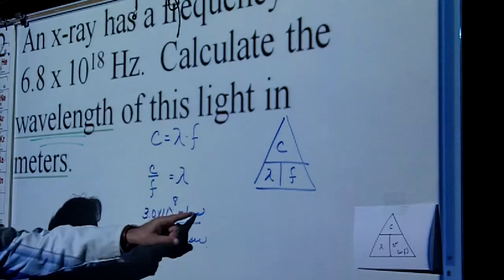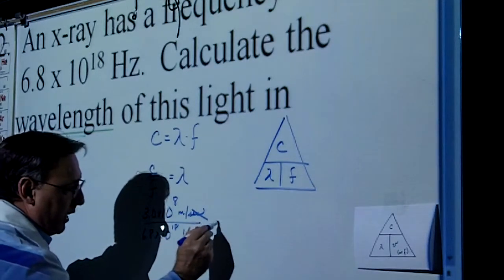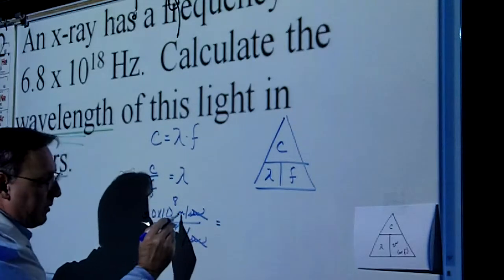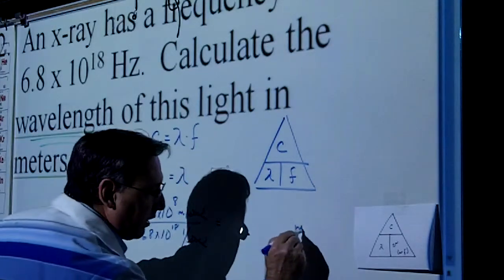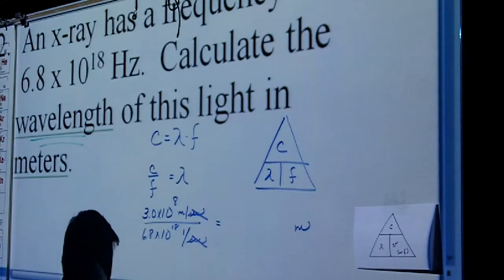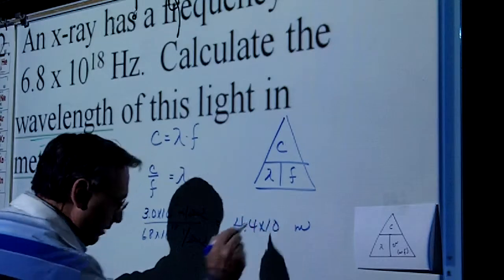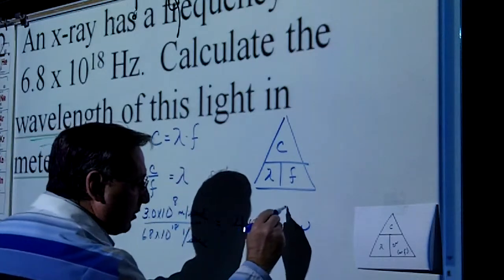Seconds on top, seconds on bottom are going to cancel, and when I finish, I'm going to be left with meters. That's wavelength. Okay? Now, when I do that, here's what I get: 4.4 times 10 to the negative 11th meters.